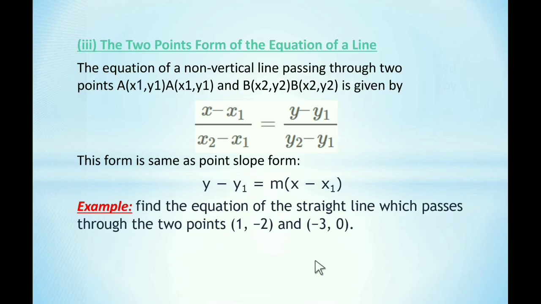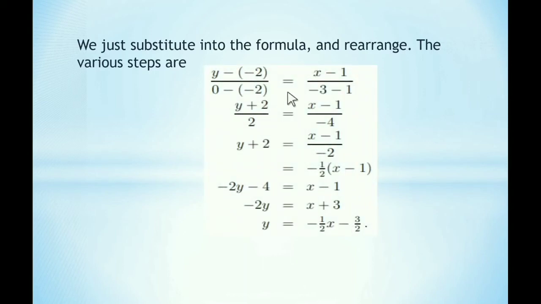Example, to find the equation of the straight line which passes through the two points. Look at this, this is (x1, y1) and this one is (x2, y2). Putting these values in the above formula, we will get the equation of the straight line. We just substitute into the formula and rearrange, the various steps are given by this one. Look at this, we have just substituted the values, and after simplification you will get the equation of the line y equal to minus 1 over 2 x minus 3 by 2.